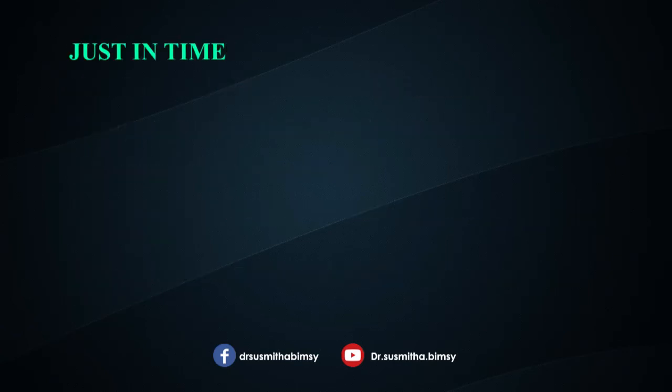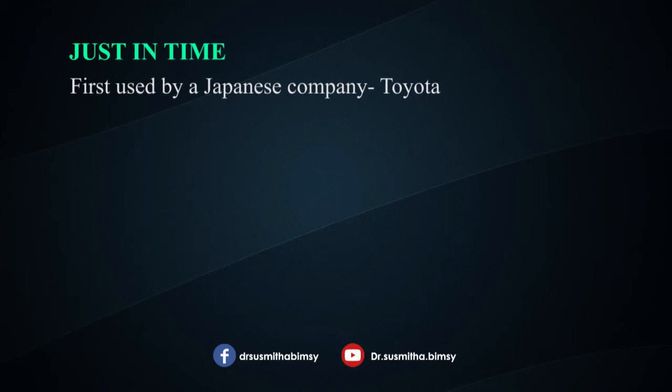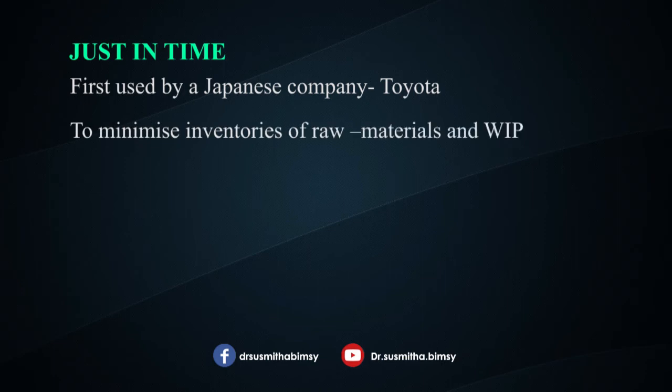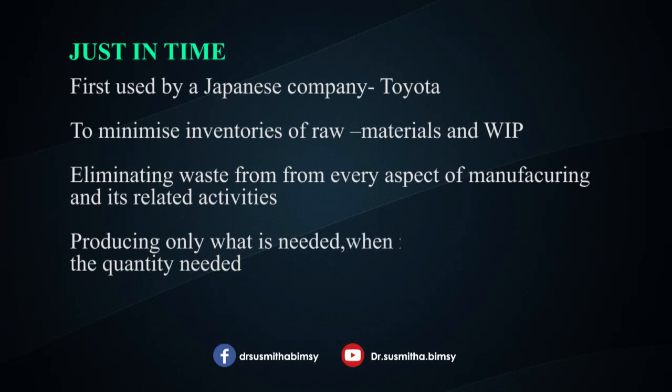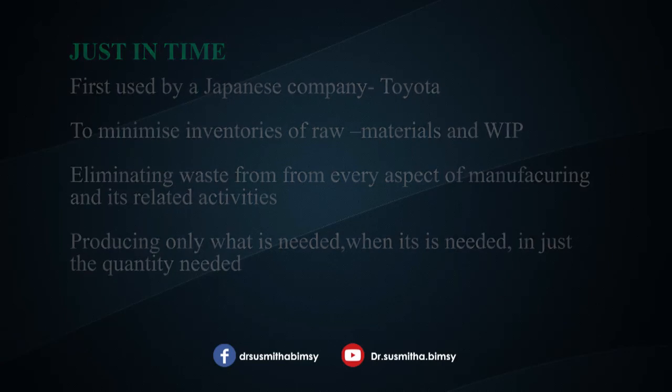Next is the just-in-time inventory technique, or JIT. JIT is a modern technique of inventory control. It was first used by the Japanese motor company Toyota. The objective of JIT is to minimize inventories of raw material and work in progress. It also aims at eliminating waste from every aspect of manufacturing and its related activities. Actually, JIT refers to producing only what is needed, when it is needed, in just the quantity needed.